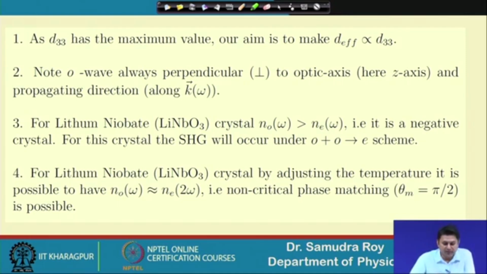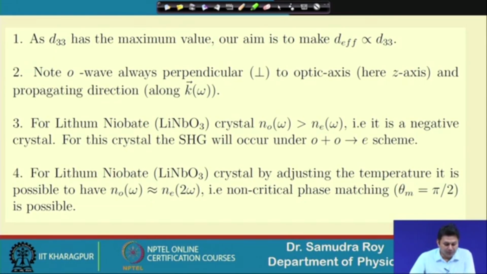Here, whatever we have discussed is written in a compact form, in note form. Let me read once again: D33 has the maximum value, so our D effective should be proportional to D33. As I mentioned, the second harmonic should be such that it is proportional to D33.